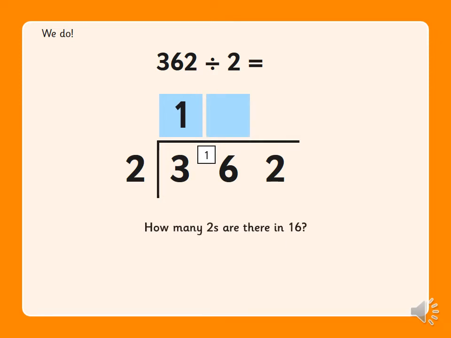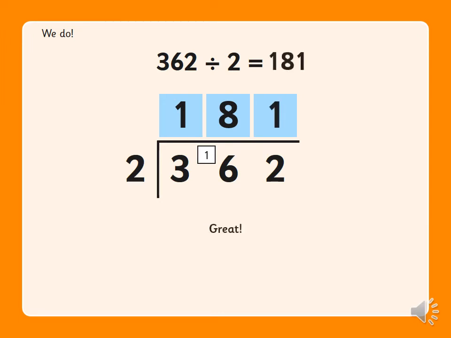Then we figure out how many 2s are there in 16. So we do 2 into 16. We just count in 2s: 2, 4, 6, 8, 10, 12, 14, 16. Excellent. It goes into 16 8 times. Do we have any left over? No. So do we need to give anything to the neighbor? Well done. No, we don't. So 2 goes into 2 once. We all know that. Excellent. Great.